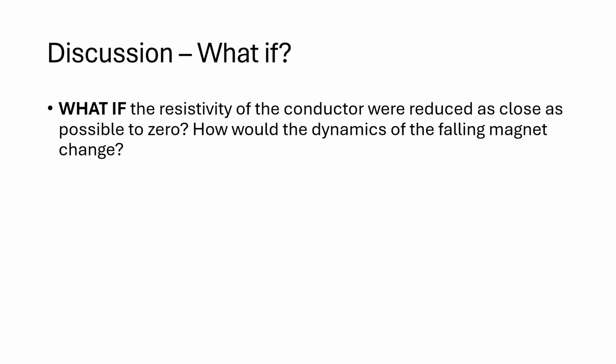So what if the resistivity were as low as possible? Well, if the resistivity were lower, then the resistance would be lower, which means that the current would be higher. This means that under the same conditions, the magnetic force on the magnet would be higher, which means that the magnet would fall through the tube more slowly.